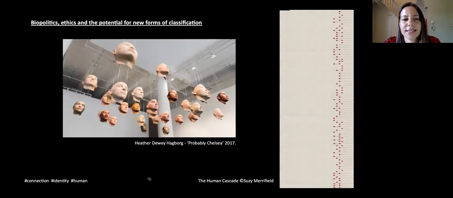Looking at biopolitics, ethics, and the potential for new forms of classification, I was quite aware that I was bringing the inside of the body outside, and what would be the ethical considerations of wearing your inner identity on the outside of your body? What vulnerabilities would I expose? What am I exposing now in 2021 that I don't have the science yet to understand? It brings about new systems of power and the potential for new forms of classification.